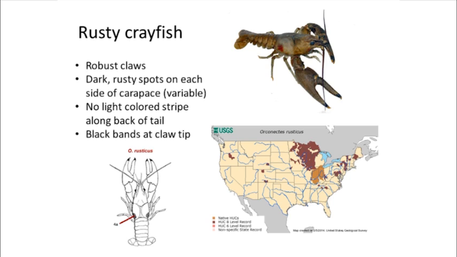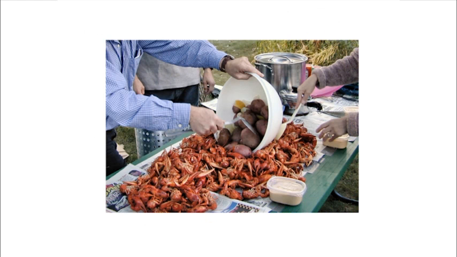One thing that's very distinctive of them, it's harder to tell in this photo, but they have a rusty spot where they get their name on both sides of their carapace, so it almost looks like you dipped your fingers in red paint and then tried to grab the back of the crayfish. And it has these little black bands at the claw tip. So those are very distinctive. And if you do find them, then the other alternative is to have a crayfish boil. This is from Minnesota, where they have a huge problem with the rusty crayfish.